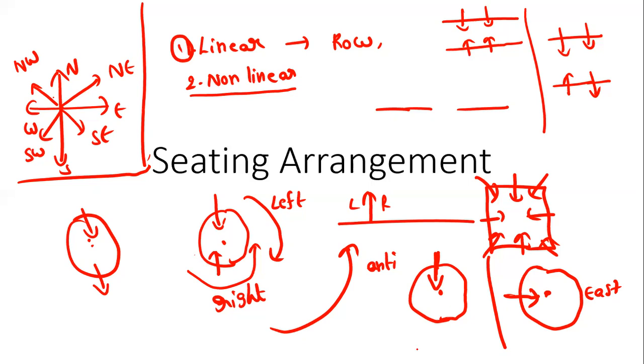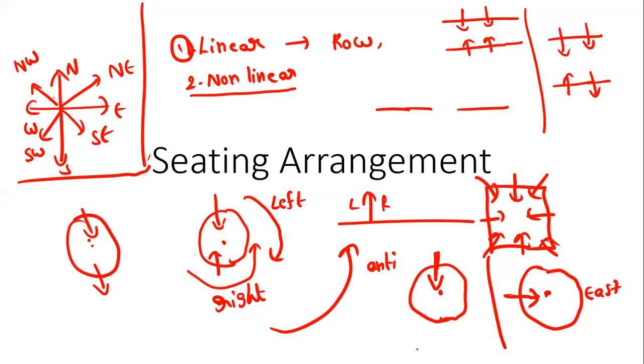Second point is, how many people are there in the question? 5 people, 6 people, 7 people, the number of persons. Third point is, in which direction they are facing. Are they facing towards the center, or are they facing outside of the circle, or are they facing in any of the 8 standard directions? So the third one is direction, because that will help us to understand which is the left side of a person and which is the right side of a person. That is one of the most important points.